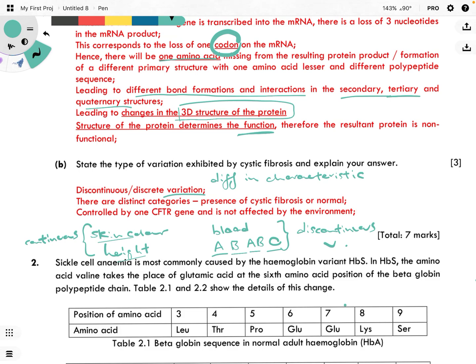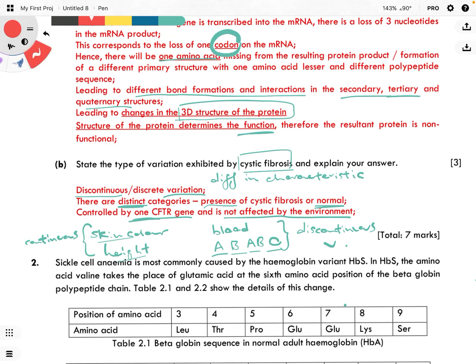So in this particular example, cystic fibrosis, what kind of variation is it? It's actually a form of discontinuous variation, where you either have an individual with cystic fibrosis or no cystic fibrosis. They are very distinct categories. It's either yes or no. Also, cystic fibrosis is controlled by just one gene and is not affected by the environment.